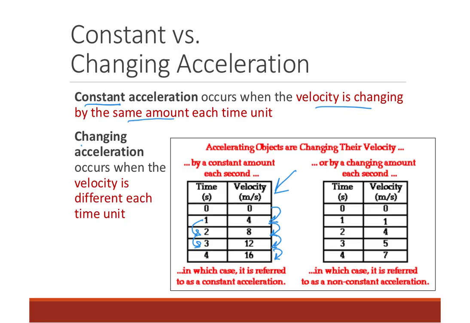Whereas a changing acceleration occurs when the velocity changes by a different amount every time unit. It's not having the same amount of increase every time. So in this case, again, we're going seconds, 0, 1, 2, 3, 4, every 1 second. But the first time we're going change of 1, then we have plus 3, then there's plus 2, and then we've got plus 2 again. And so this is a non-constant acceleration, or a changing acceleration.